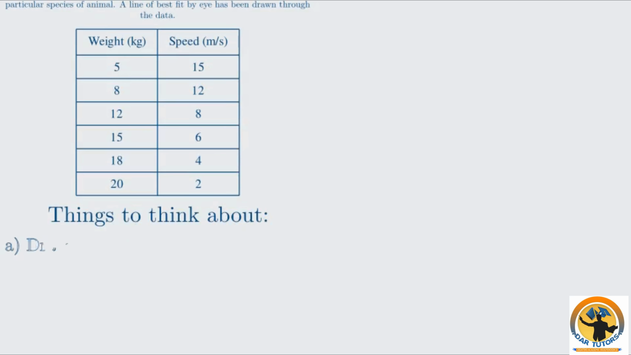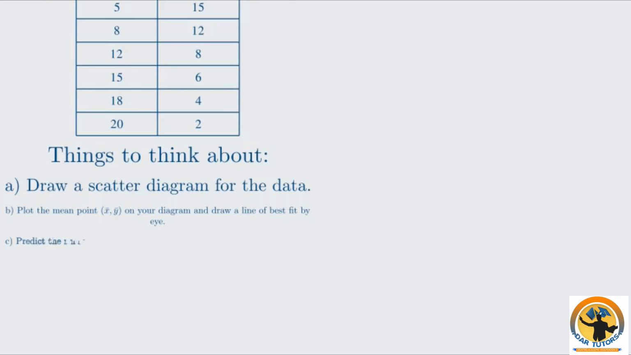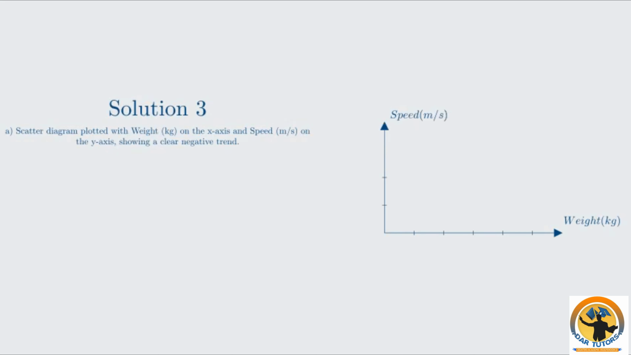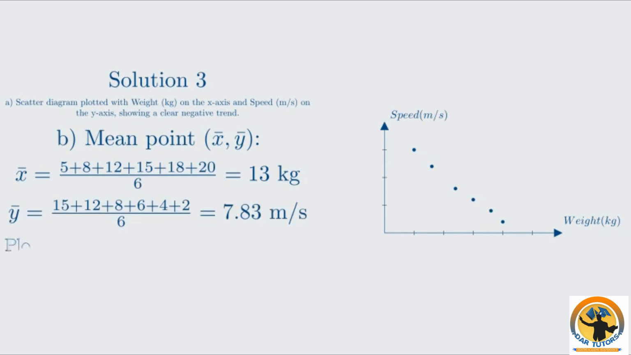Our third question involves a line of best fit and the concept of extrapolation. Here's the solution. For part A, we plot the points on a scatter diagram. For part B, we first find the mean point. The mean weight is 13 kgs, and the mean speed is 7.83 meters per second. We plot this point, then draw our line of best fit through it.